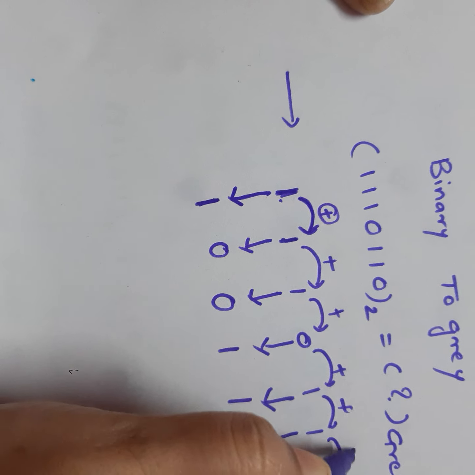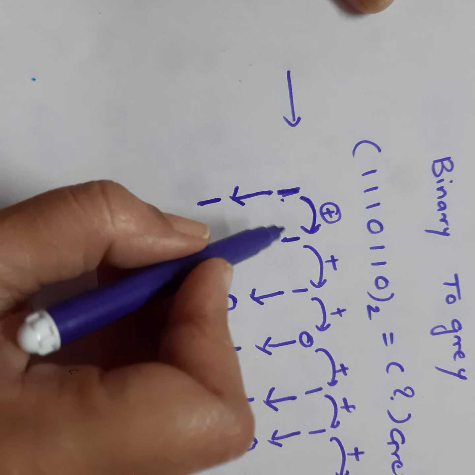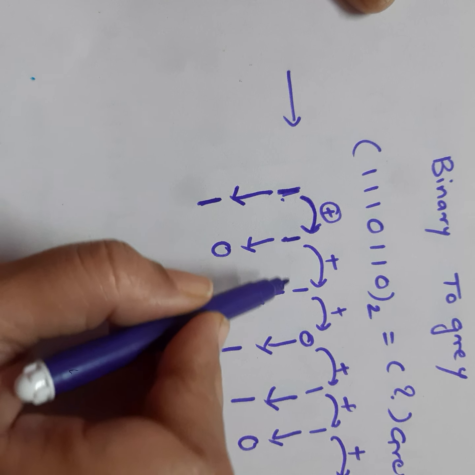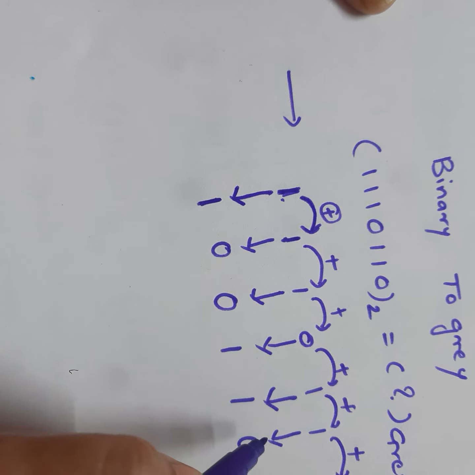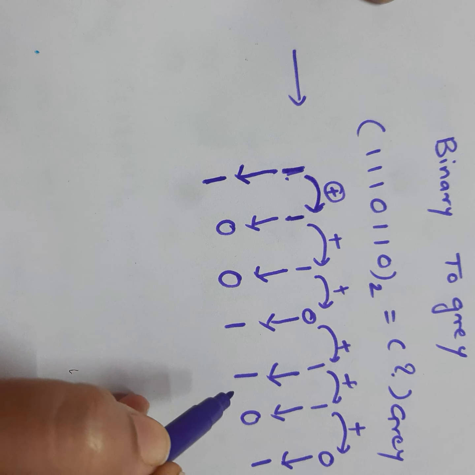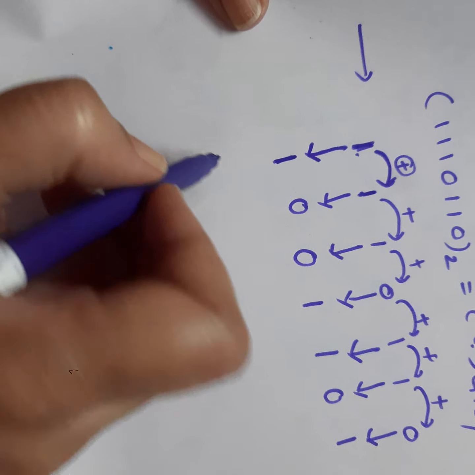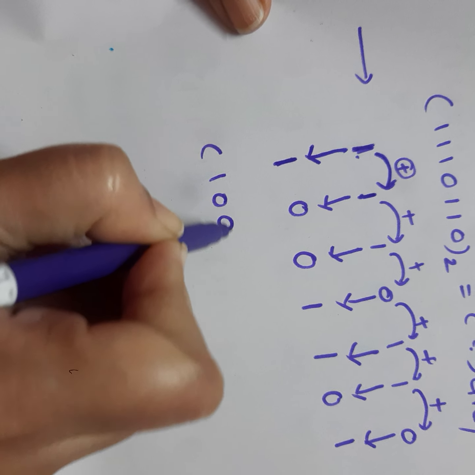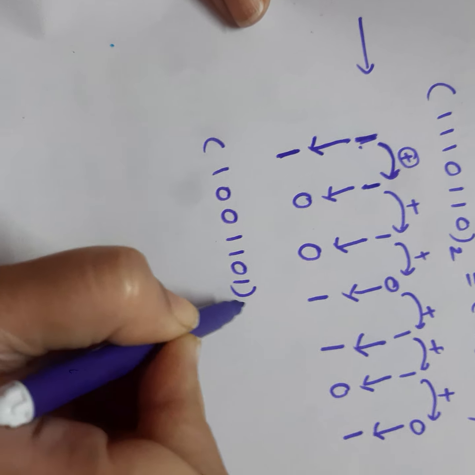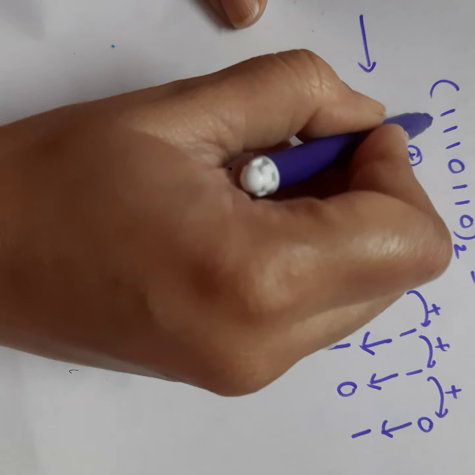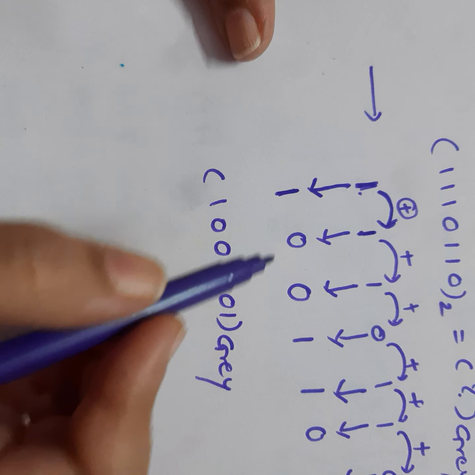So this is how I'll go on adding the next bits, two consecutive bits, and I'll write down the addition. Only the summation I will have to write, no carry. Okay, so the carry has to be neglected. So what is my final answer? 1001101. This is my gray code for this binary number.